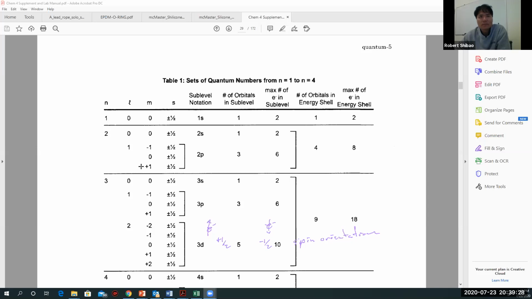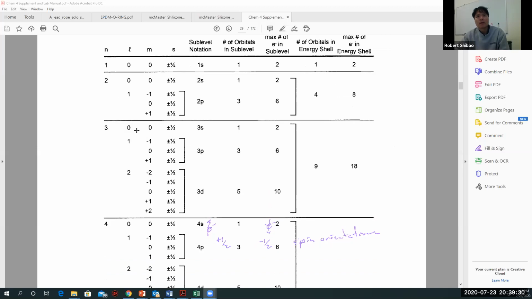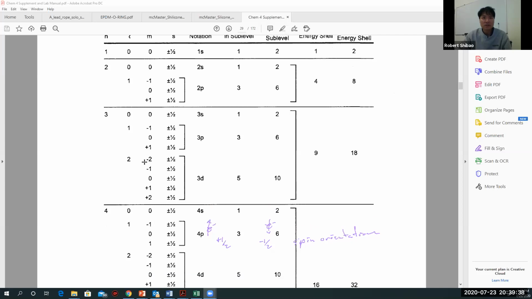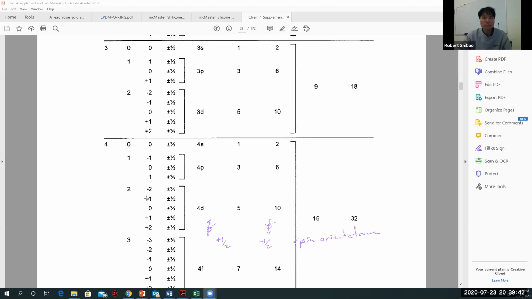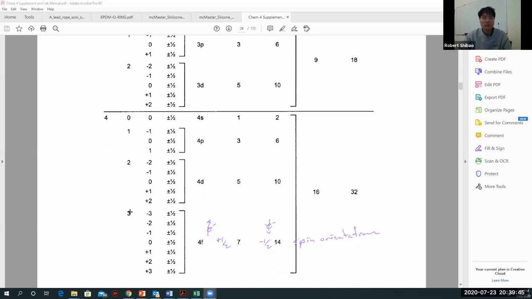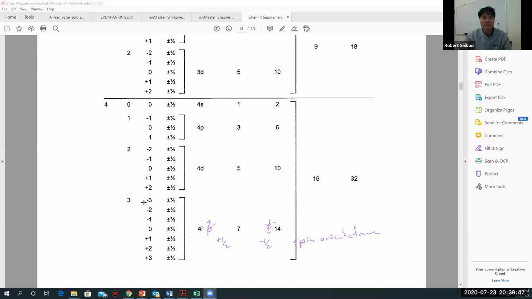You can see that. And so for s orbitals, there's only 1. For p orbitals, there's 3: -1, 0, and +1. For d orbitals, there's 5: -2, -1, 0, +1, +2. For f orbitals, when L equals 3, we have 7: -3, -2, -1, 0, 1, 2, 3. So 6 of those plus 0, 7 orbitals.